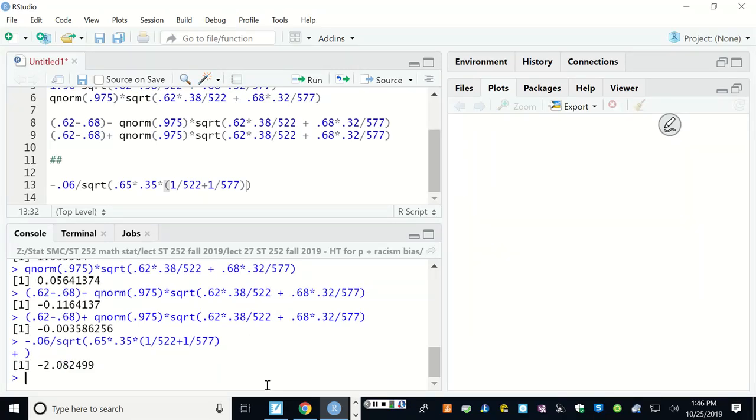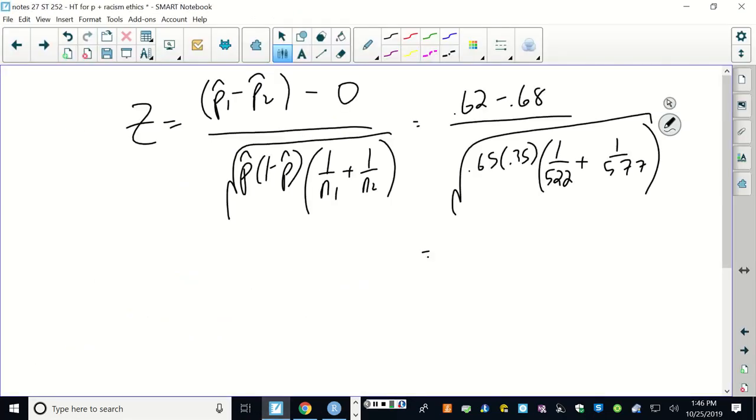I'll save this file and put it up on the website in case you want to look at it. It's a lot of numbers to write down. But it ends up being negative 2.08. Right? And we compare that to a standard normal.